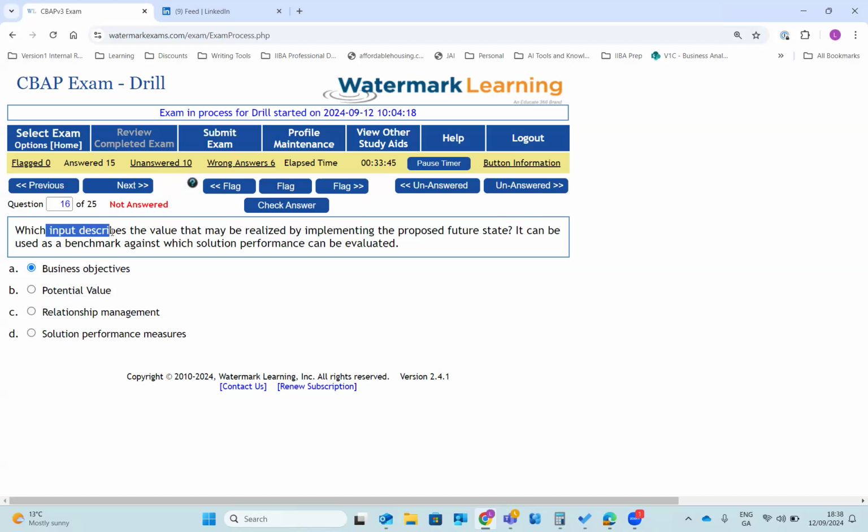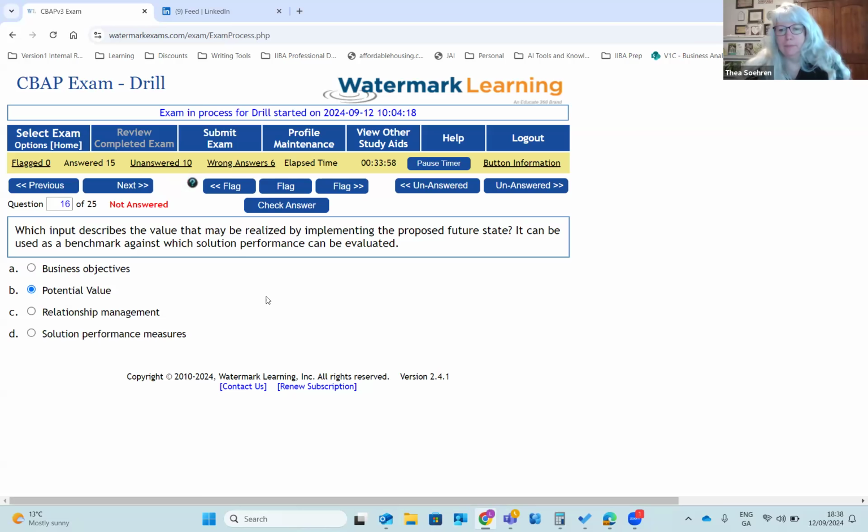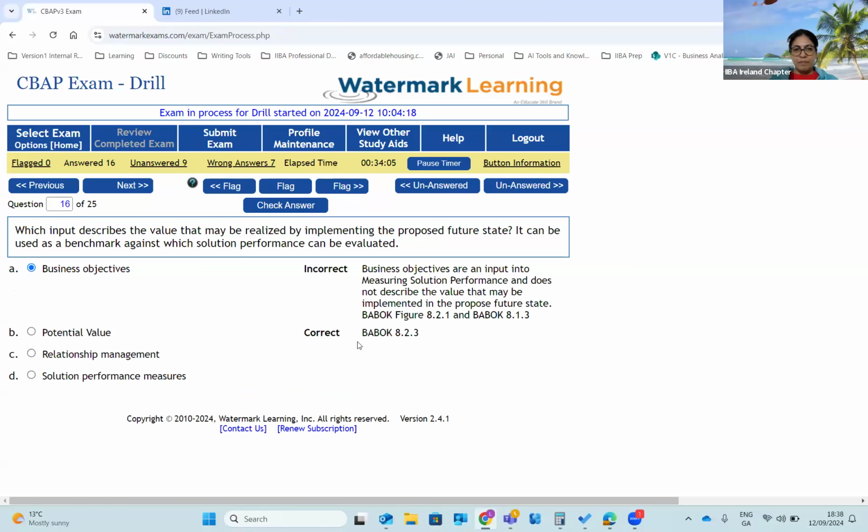This is not definitely an input. Potential value. Okay, I'm just thinking between A and B input. I've got a second A. Okay, then I'll check with A. It is B. And B is correct.